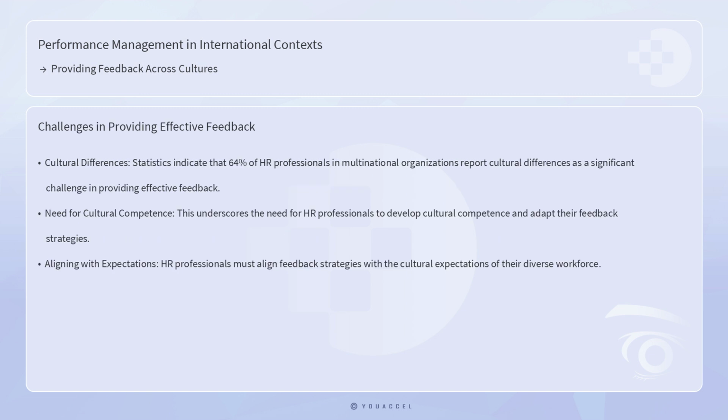Statistics from a survey conducted by the Society for Human Resource Management indicate that 64% of HR professionals in multinational organizations report cultural differences as a significant challenge in providing effective feedback. This underscores the need for HR professionals to develop cultural competence and adapt their feedback strategies to align with the cultural expectations of their diverse workforce.